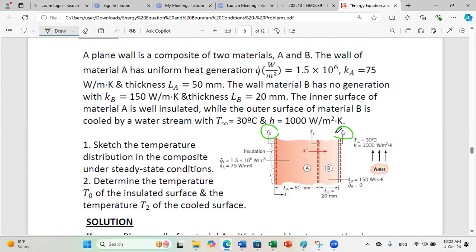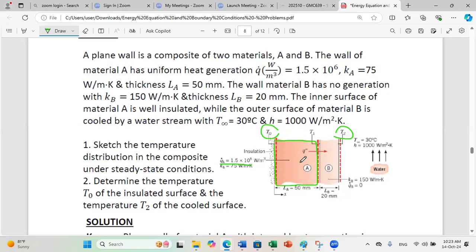How can we think in such a problem? First, we need to divide the analysis. We say we have two materials. We can say this is material A, okay? For material A, we have generation. So the conduction rate is not constant in the material, okay? And the temperature profile is not linear here. So since they asked us to sketch the distribution, we need to have the equation of variation in order to determine if it's linear, if it's second degree, third degree, etc.